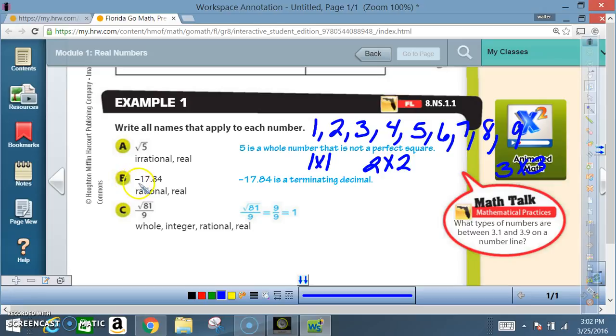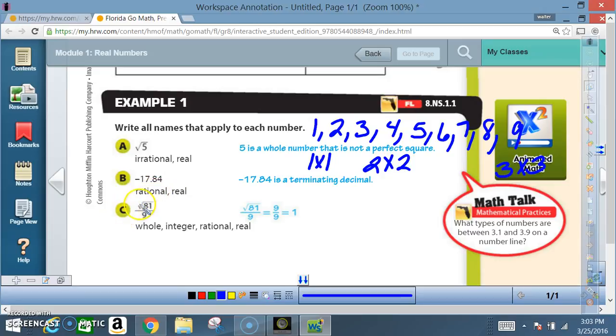Now according to our definition, a number such as negative 17.84 is rational and real. Why? Because part of our definition is if a number is a terminating decimal, it is said to be rational.